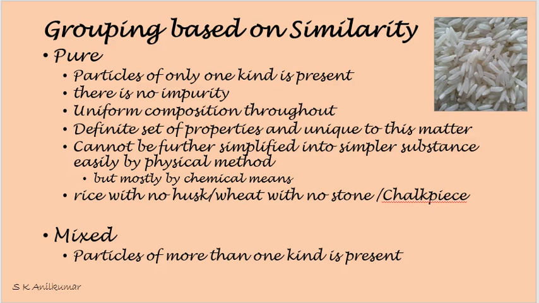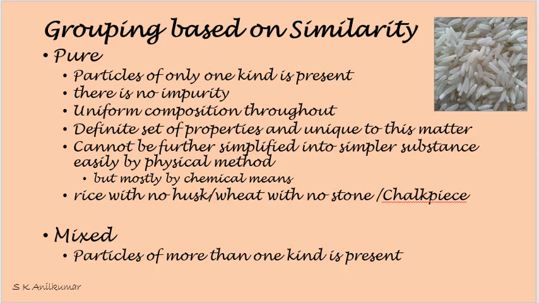A particular type of rice grain, whatever breed or species, will be unique to that matter in its set of properties and characteristics. It is uniform in composition throughout. All rice is of the same type when you take a handful of rice. We are not talking about all the rice in the world; we are talking about the sample on hand. There is no impurity. This is grouping based on similarity.